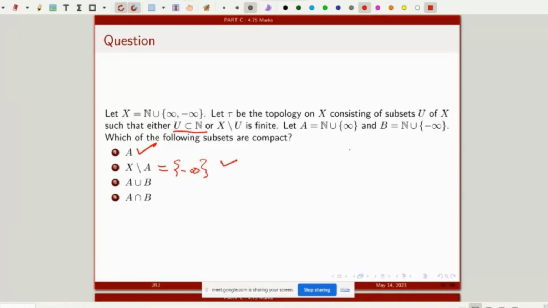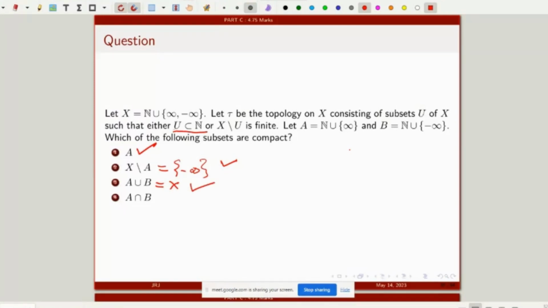Now what about A union B? What is A union B? A union B is X itself. Will it be compact? Yes. We can use the same argument, right? Yes, we used A. Okay. So this is compact.